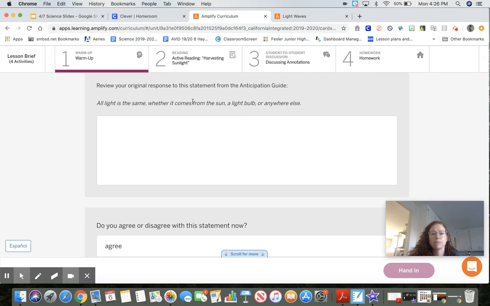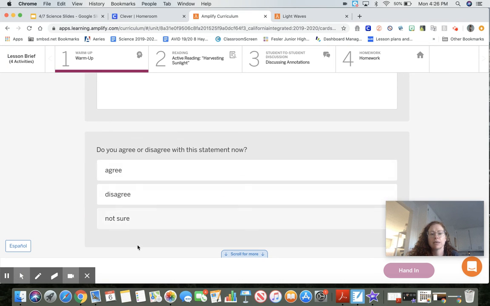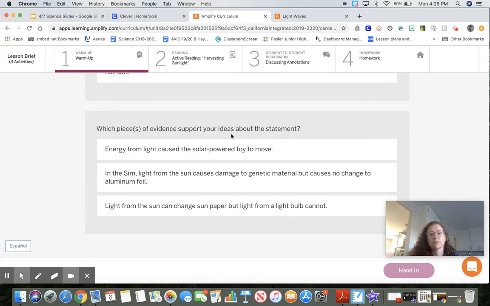All light is the same, whether it comes from the sun, a light bulb, or anywhere else. Do you agree? Do you disagree? How would you respond to that statement? What have we learned so far? And then you're going to pick one of those right there. Which piece of evidence supports your ideas about that statement?